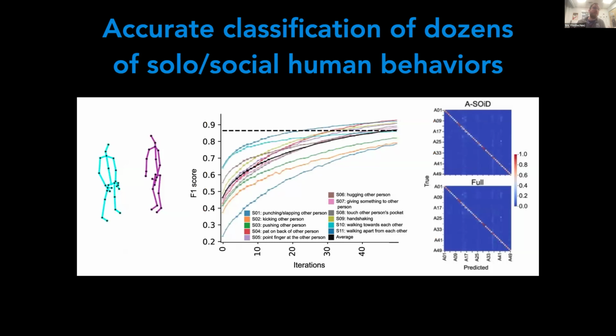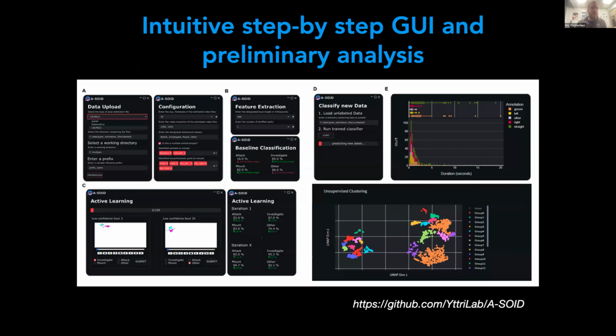It also works on humans, both social and non-social behaviors. And here's an example data set, with all sorts of surprisingly nuanced behaviors. It was actually able to learn quite quickly, and it's packaged all as a user-friendly package.